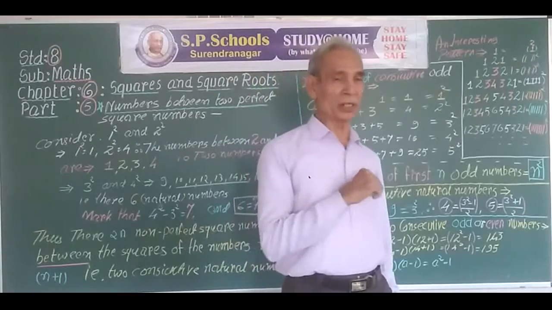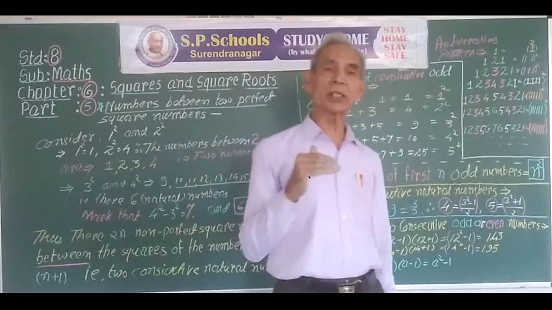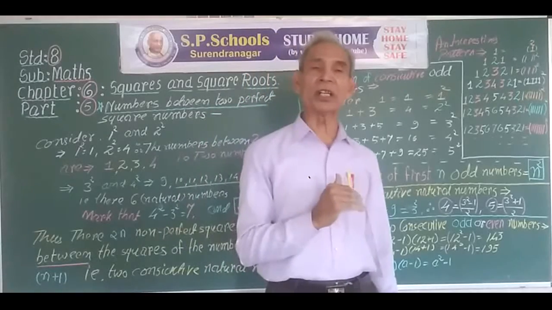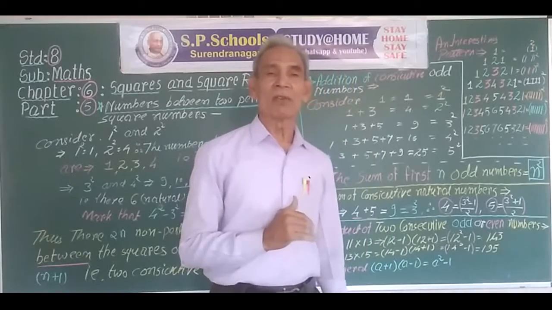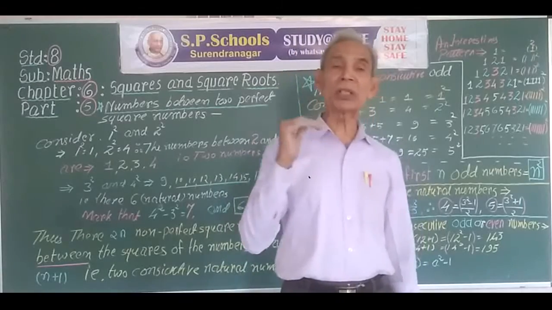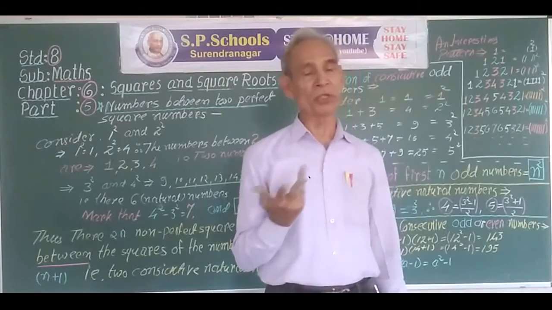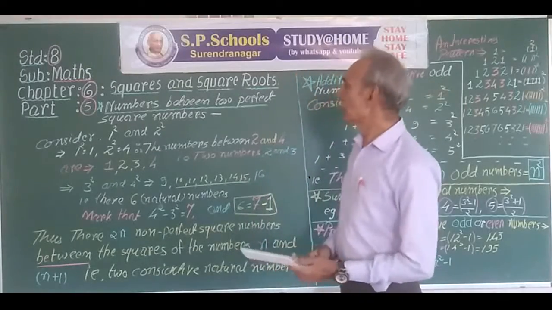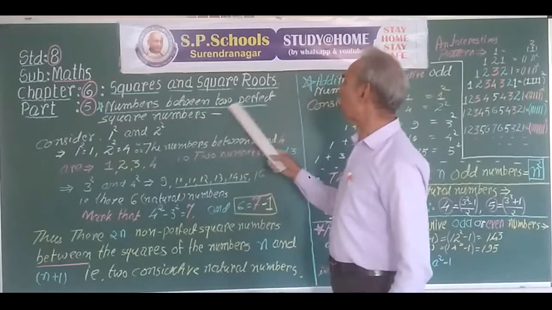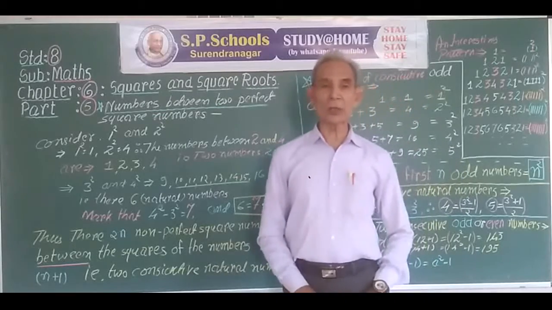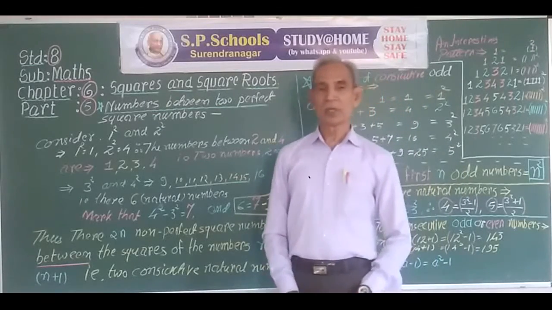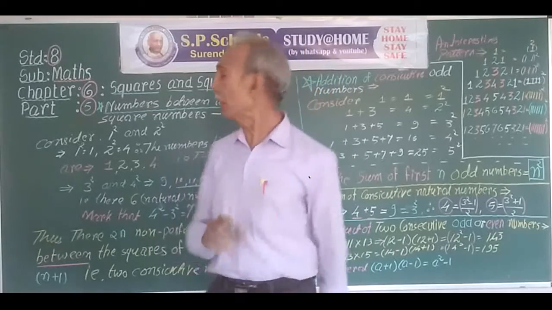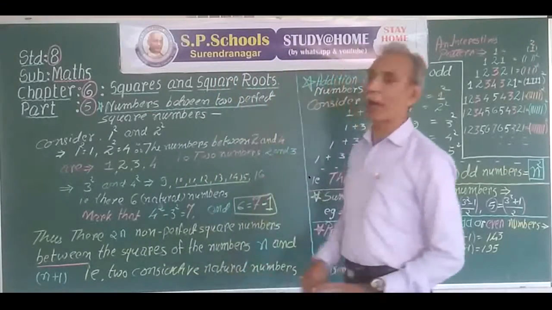Root of 9 is 3, root of 16 is 4. But the numbers between 9 and 16 will have roots between 3 and 4, which is not an integer, not a whole number. So, numbers between two perfect squares, let us try to find out how many numbers are between two perfect squares.